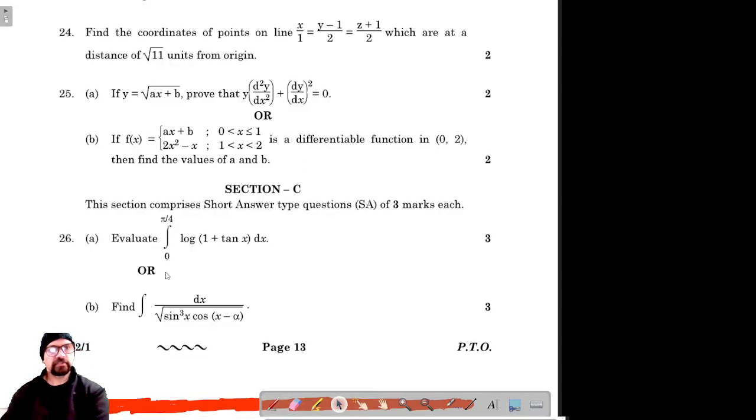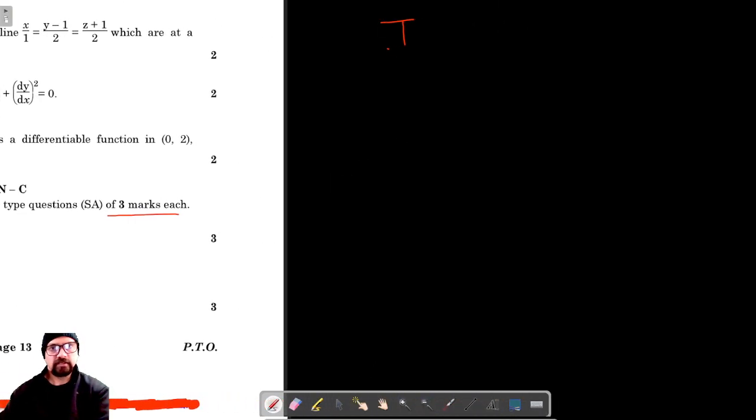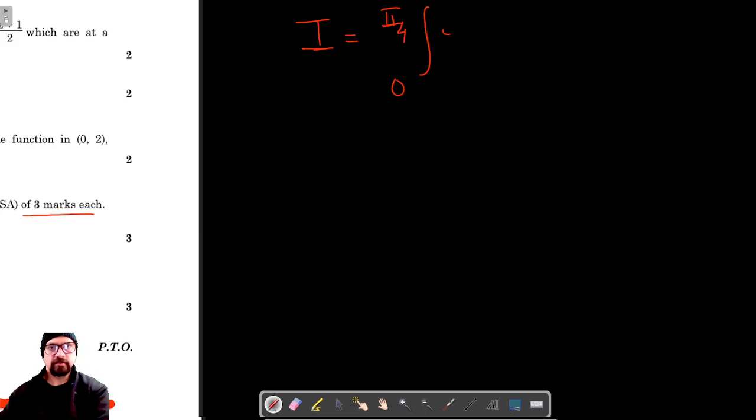Okay, for question number 26, we are on to section C, and this section comprises short answer questions of 3 marks each. For question number 26, first part, we have to evaluate the definite integral from 0 to pi by 4 of log of 1 plus tan x dx. So let's say it's our integral I, and we have to evaluate it from 0 to pi by 4, log of 1 plus tan x dx.